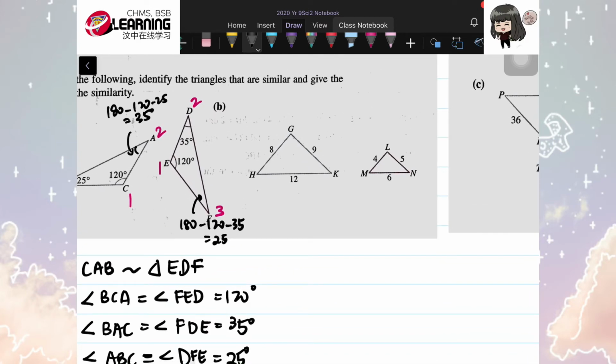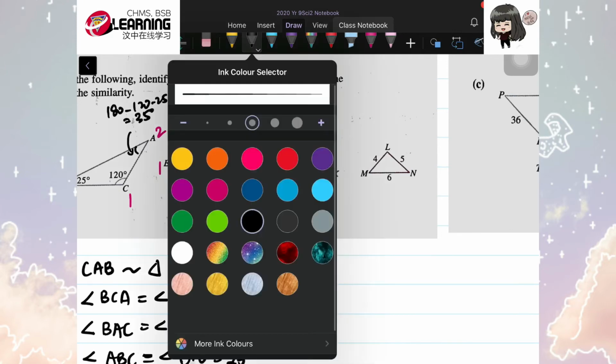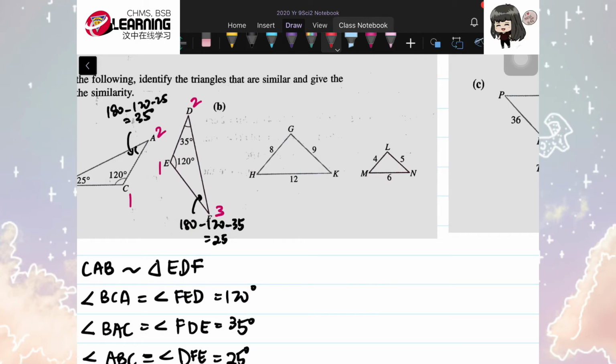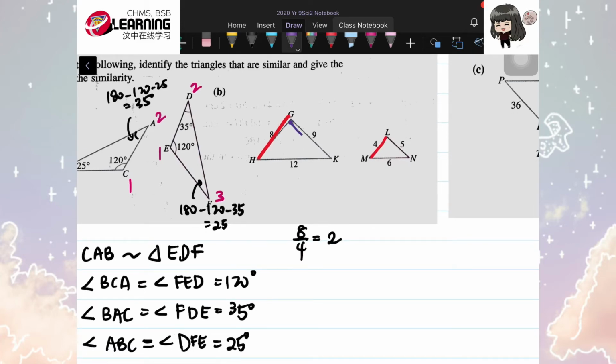Identify the triangles that are similar. Let's see if they are similar or not. You are given all 3 sides. So can this be side, side, side? Maybe, we don't know, we have to find out. So you compare the red one and the red one. 8 over 4 equals 2. Now we compare the purple one with the purple one. 9 over 5, and it's not equal, so it's 1.4 to 5. It's not. How about the third one?